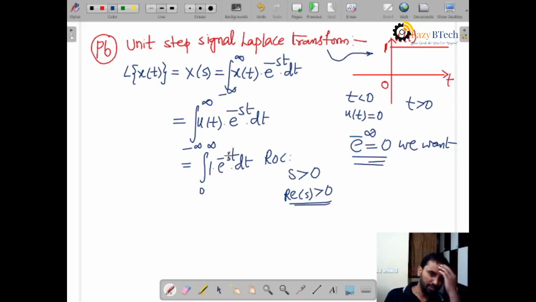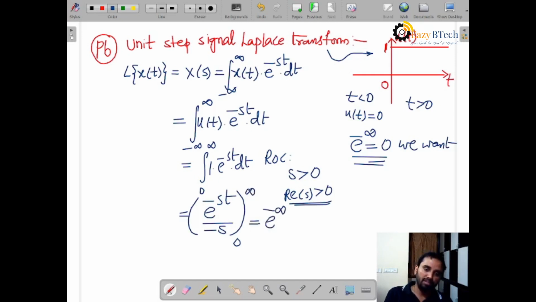Then positive, plus into minus gives minus, after taking the upper limit e power minus infinity, which is 0, safe. Let's proceed now with integration. E power minus st by minus s, and limits are from 0 to infinity. So the upper limit is e power minus infinite, the lower limit is e power minus 0, by minus s, which is equal to 1 by s. The answer is 1 by s.